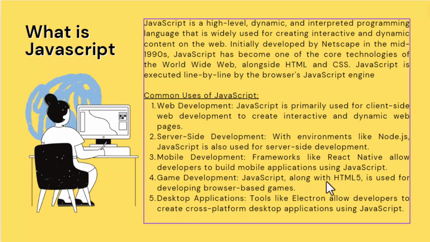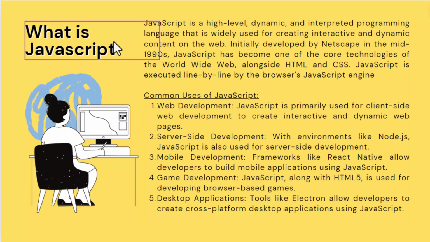Another thing is desktop applications. Tools like Electron allow developers to create cross-platform desktop apps using JavaScript. That means we use Electron to create cross-platform desktop apps. So this is the summary of JavaScript.